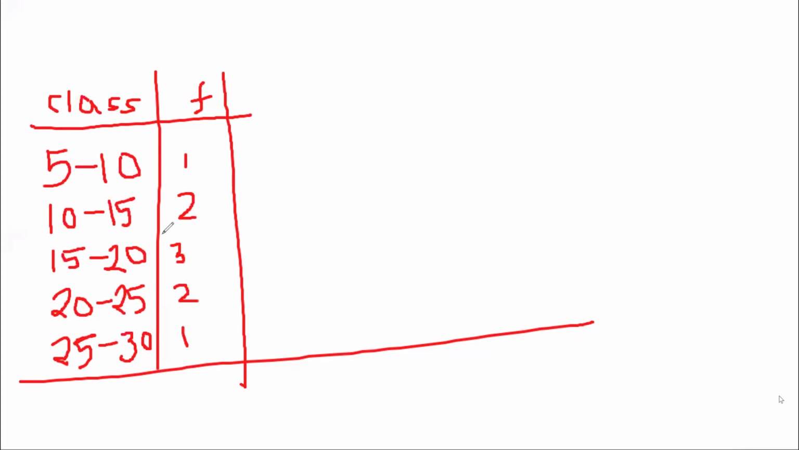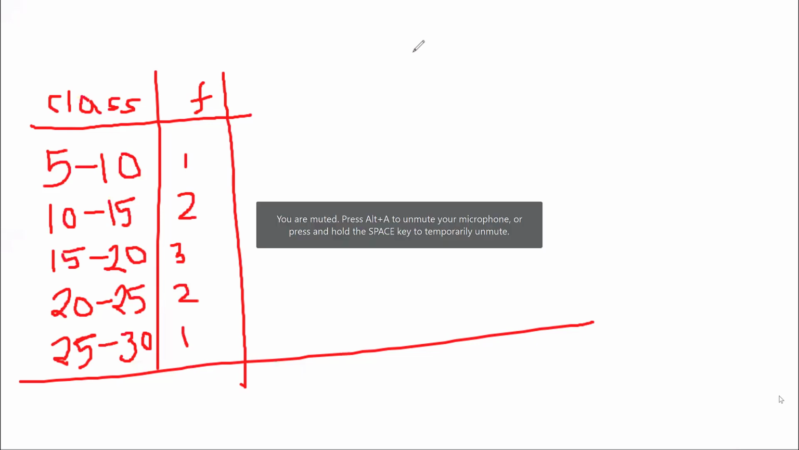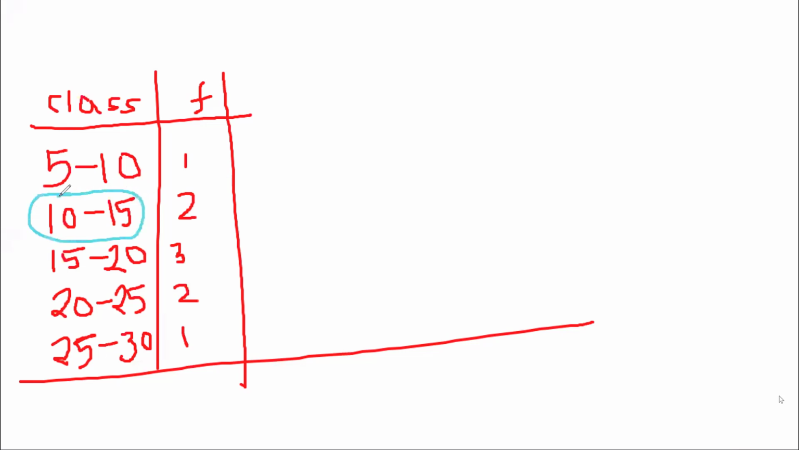Okay. Now this one is the lower limit. This 5 is the lower limit of the first class interval. 10 is the upper limit of the first class interval. And in this 10 to 15, this 10 is the lower limit for the second class interval. 15 is the upper limit for the second class interval, and so on. In this class 25 to 30, 25 is the lower limit and 30 is the upper limit. Look at this, the upper limit of one class is equal to the lower limit of the next, and this happens in the case of exclusive type classes. Now these are the frequencies.